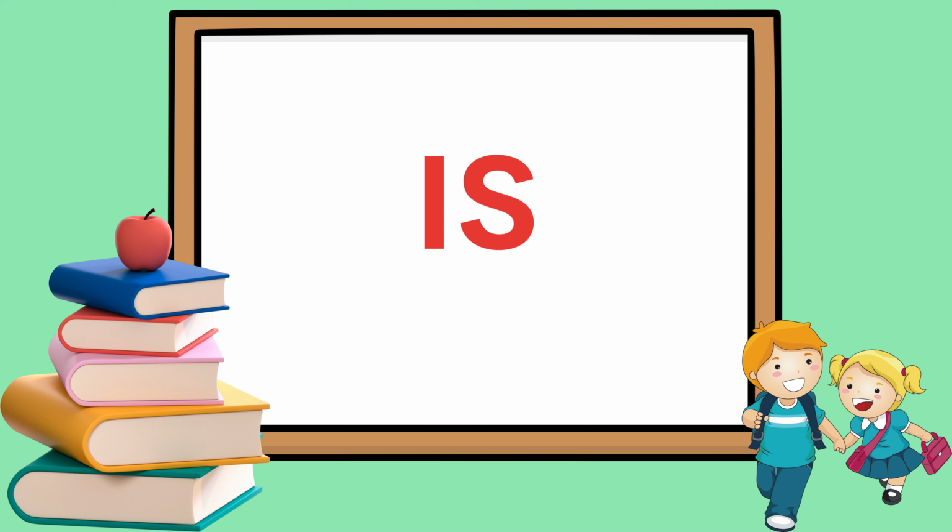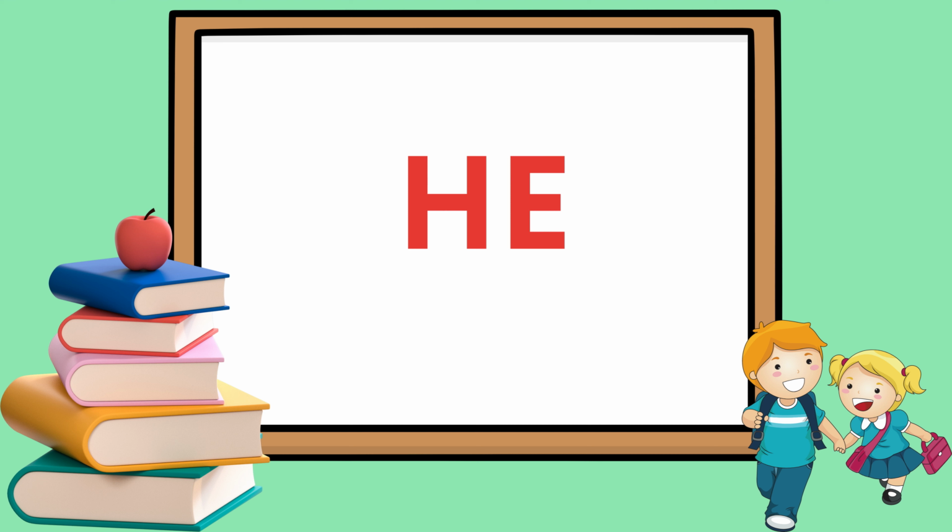Next is is. Is a word that we use to describe something. For example, the sky is blue. Next word is be. Be is a word that we use to talk about what we are doing. For example, I want to be a doctor.